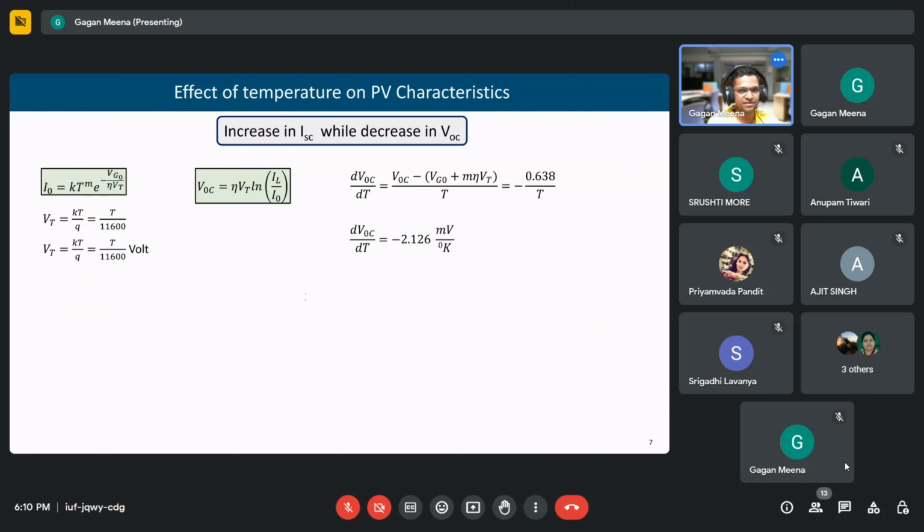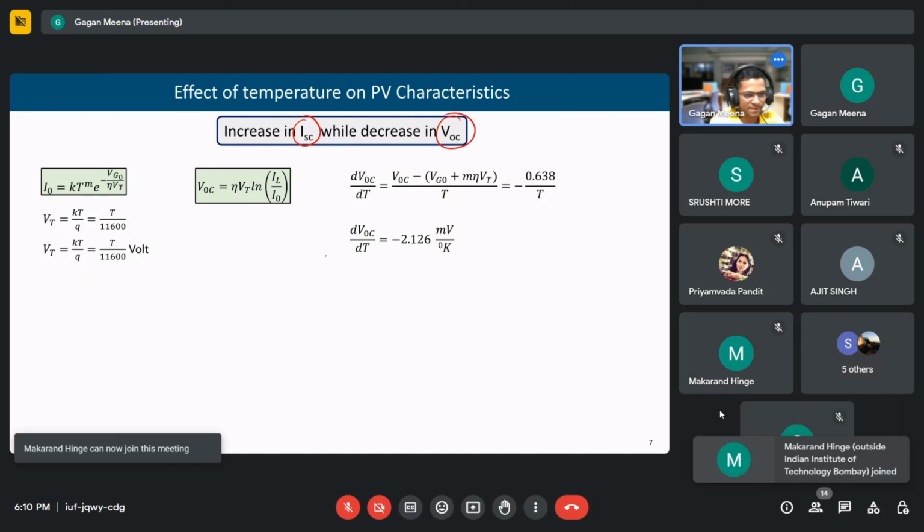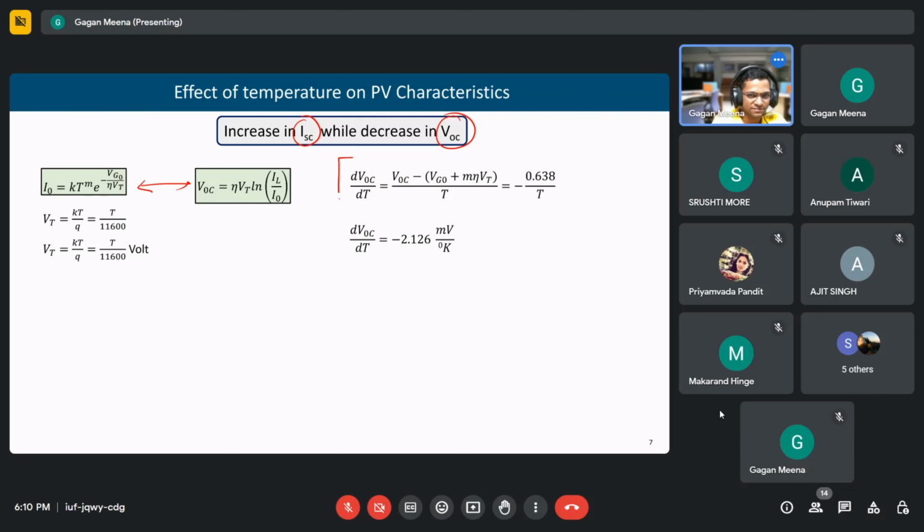Similarly, for temperature, due to an increase in temperature, there is an increase in short circuit current while the VOC reduces. If we use these two equations, it is a big derivation, we have to differentiate dVOC with respect to temperature and substitute this equation, then you will finally get that this is negatively related with temperature. So if temperature is increasing, then the open circuit voltage is reducing. That is, this temperature coefficient is negative.